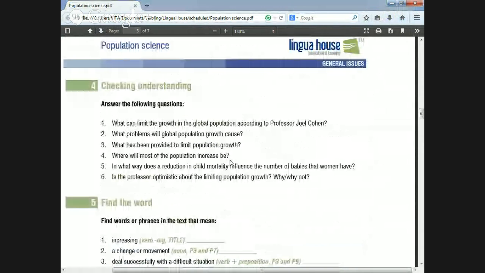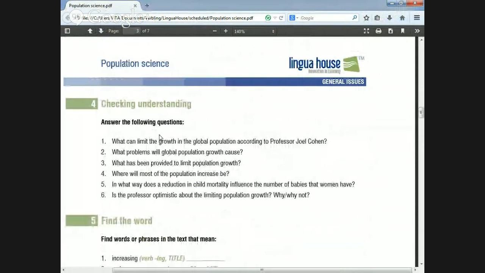Let's quickly answer the following questions. Number 1, what can limit the growth in the global population according to Professor Joel Cohen? Education. Yes, do you all agree? Yeah, especially for girls, according to him. I agree, because I think a lot of girls, especially in some cultures, are just told, okay, you grow up and you're going to be a mommy, and so forth.